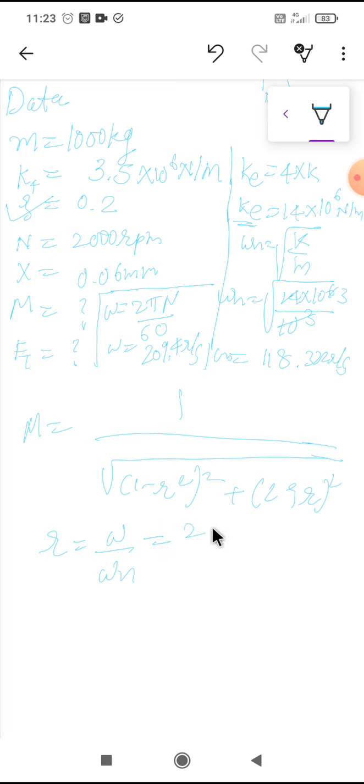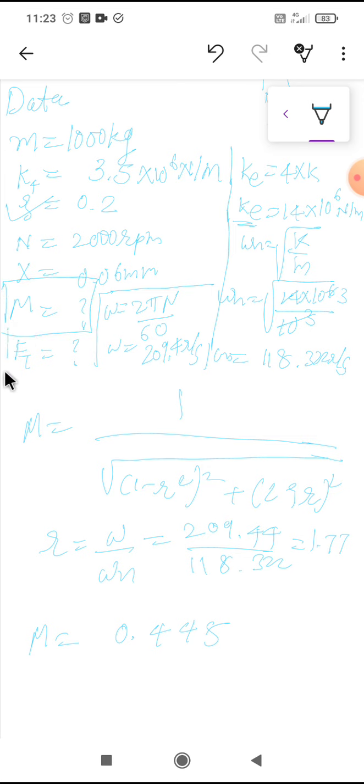So we take 209.4 divided by 118.322, and r will be equal to 1.77. So we have got the frequency ratio r equal to 1.77. Now we can find the magnification factor, because we have zeta and we have r. Both we have, so we can find the magnification factor, that is 0.445 if we calculate. So our first goal, to find the magnification factor, is achieved.